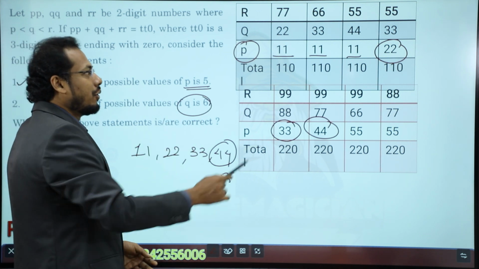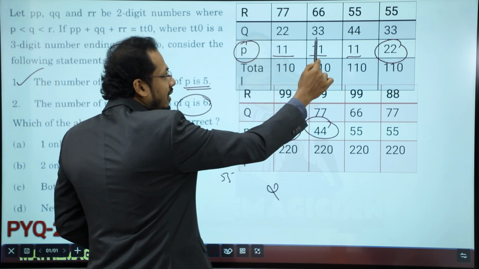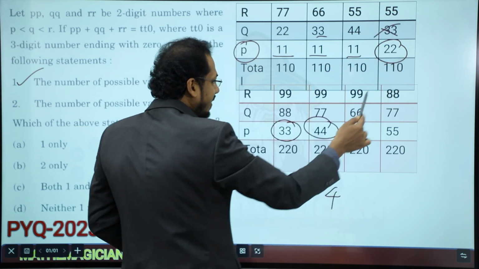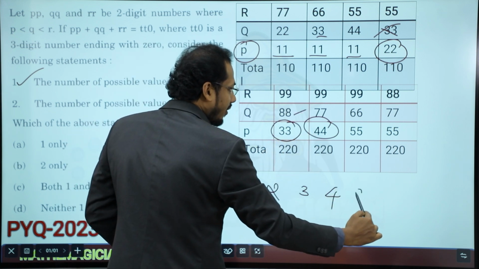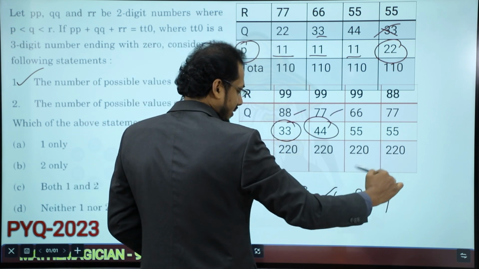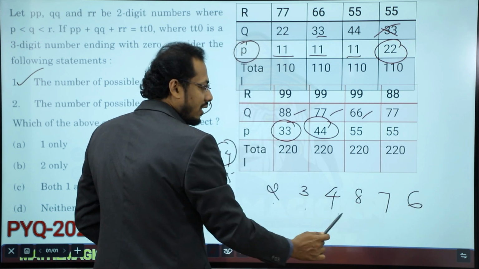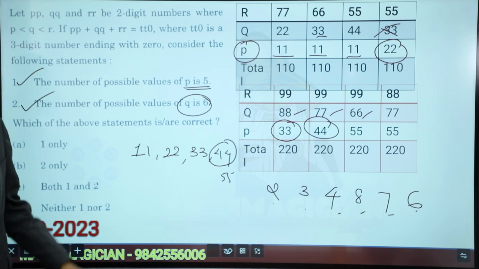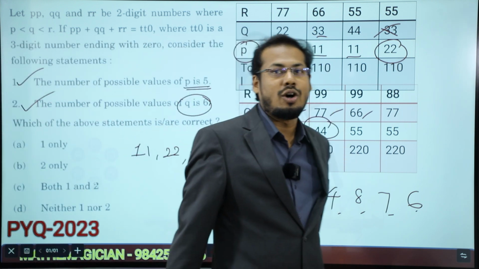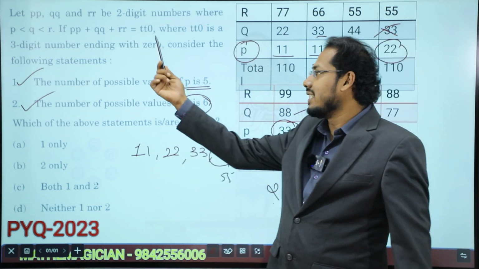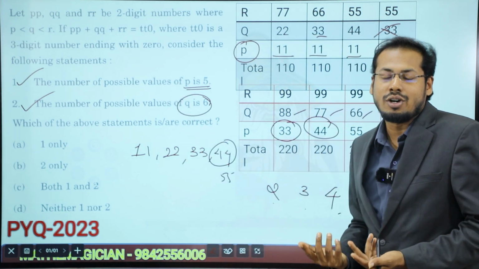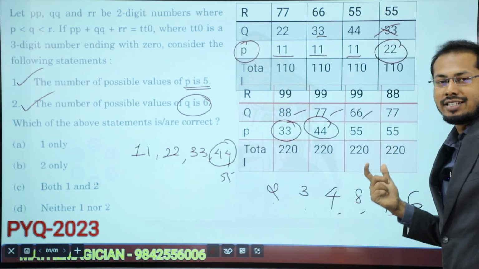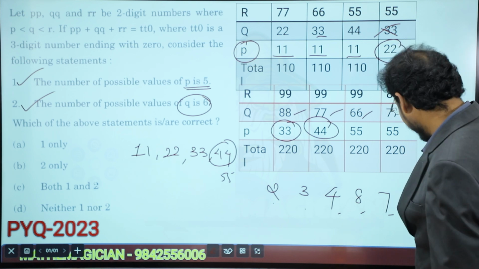Same thing, I need to check Q. 22, I can write 22, then 33, then 44, this I will not take, then 88, 77, 66. So 1, 2, 3, 4, 5, 6. So Q is 6, that is also right. This is the meaning of the question. The only thing is we need to arrange these combinations. When I get the same number ending with 0, that combination comes only for 110 and 220. If you take 220 and write the combinations, you will get the answer. Got it?